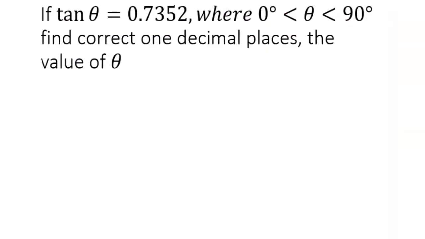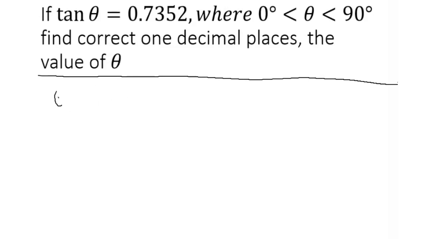The first question on the screen is, if tan theta is equal to 0.7352, where theta is an acute angle that's greater than 0 but less than 90 degrees, find correct to one decimal place the value of theta. So let's look at how we are going to solve this one. Tan theta is equal to 0.7352. So if you want to find the angle, take the inverse.